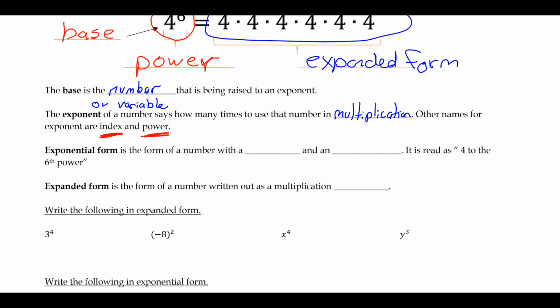Now, the exponential form is the form of the number that is written with a number and an exponent.